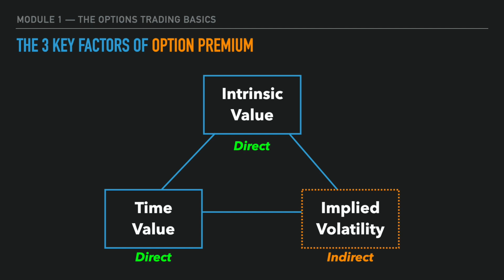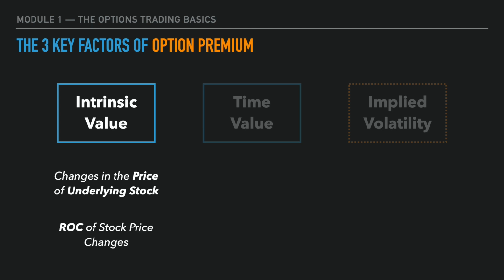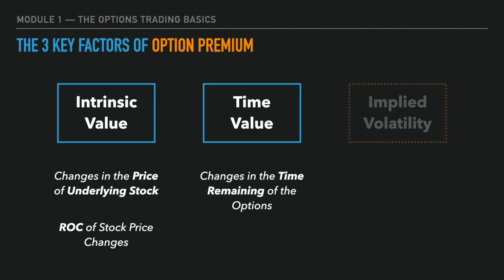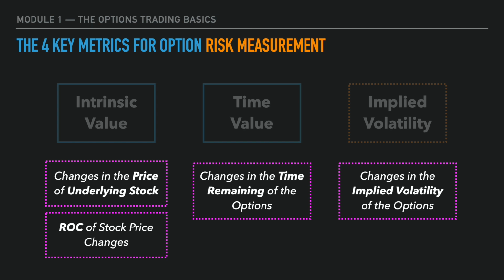Alright, let's continue. Under the intrinsic value, there are two main ways to affect an option's premium. First is the changes in the price of the underlying stock. Second is the rate of change in the underlying stock price movement. A rate of change basically measures how fast the price changes. For time value, it's the changes in the time remaining of the option contract. And lastly, the changes in the implied volatility will also affect an option's premium. We have already discussed all this in the previous modules.